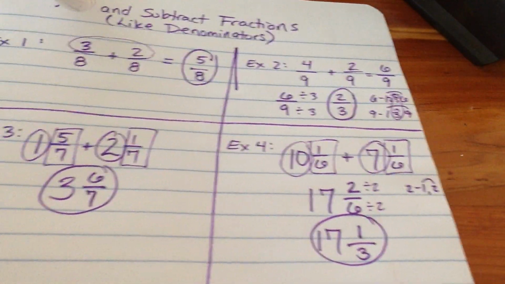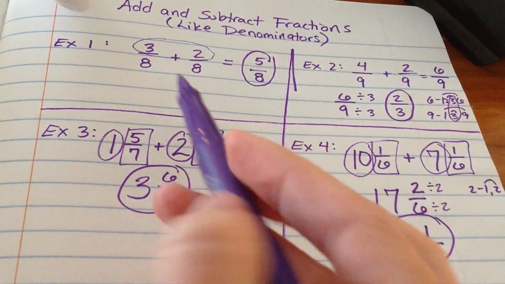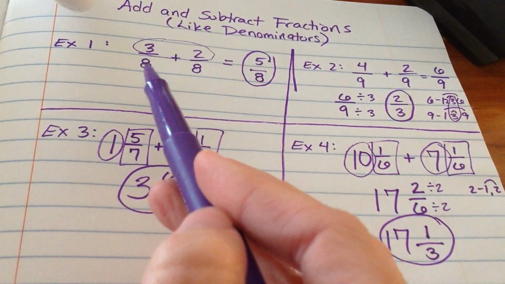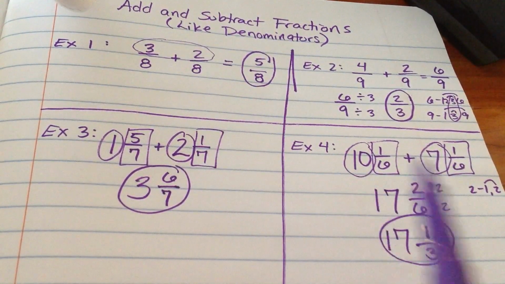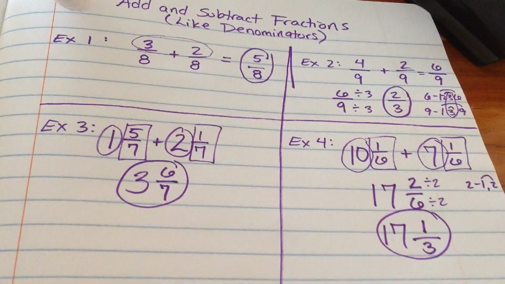So 17 and 1/3. So that's adding, right? Adding fractions works just like normal. Add the numerator, keep the denominator. If you have whole numbers, you have to add them as well. And of course, simplify in the end if you can.